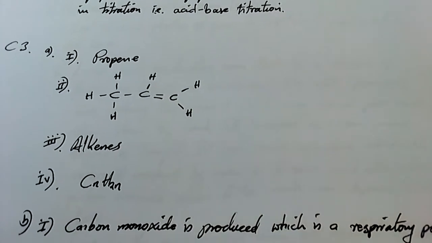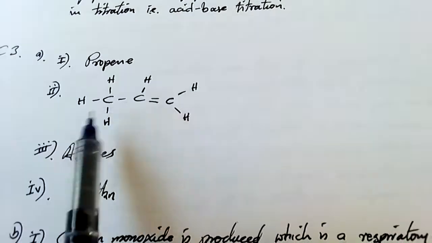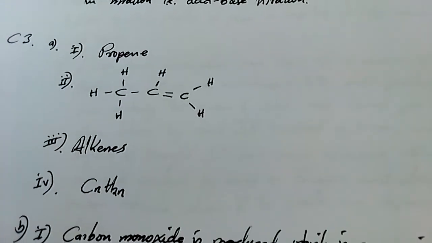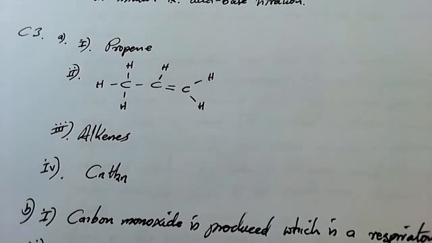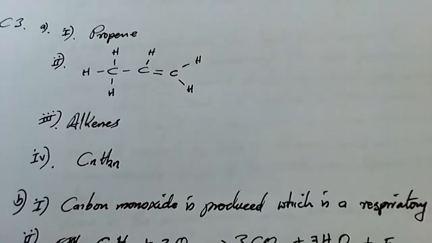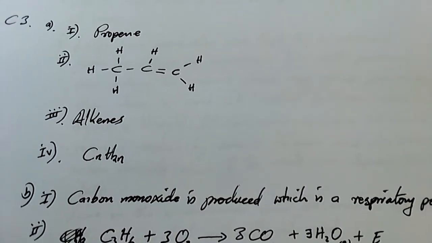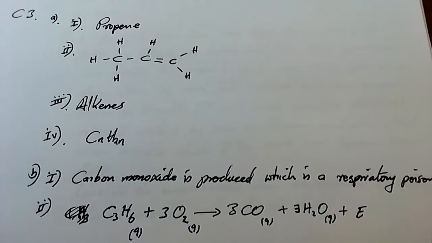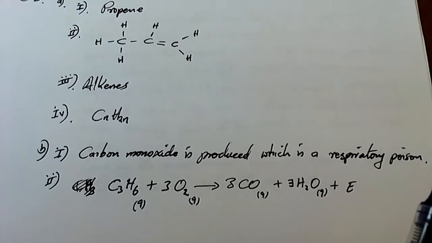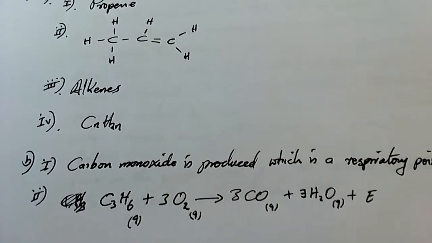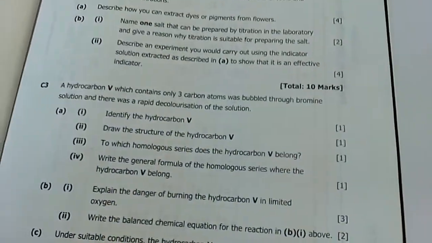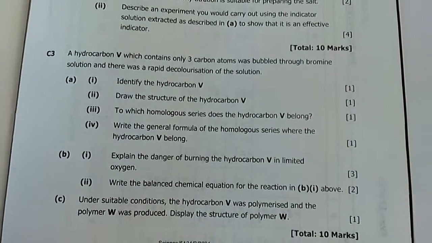C3A2. Draw the structure of V. That is propene. Whether you put the double bond here or there, it's the same thing. C3A3. To which homologous series does V belong? That is alkenes. C3A4. Write the general formula of the homologous series where the hydrocarbon V belongs. This is the general formula for alkenes. Okay, so number C3 was really a very good question.